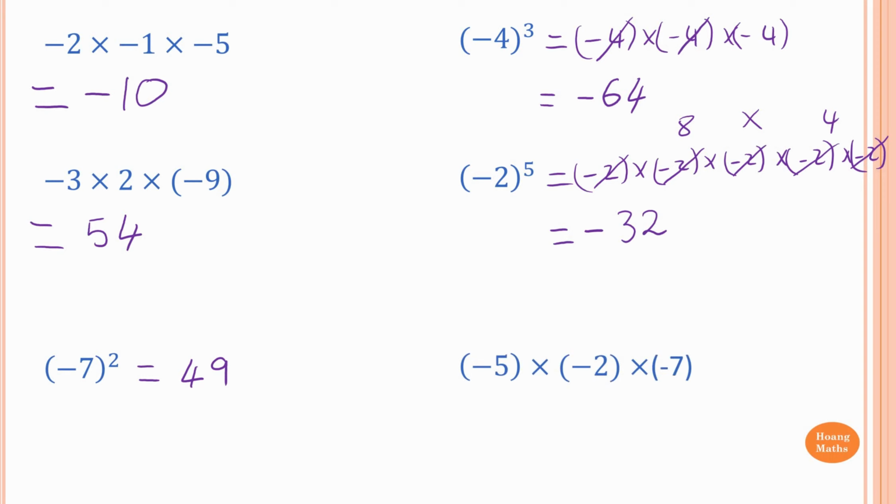This one here. So we have negative 5 times negative 2 times negative 7. So 1, 2, 3 negative numbers multiplied together, so the result should be a negative number. So we just write negative first. And what we do, we just use 5 times 2. So 5 times 2 is 10. And then times another 7. So 10 times 7 gives me 70. So the answer should be negative 70.